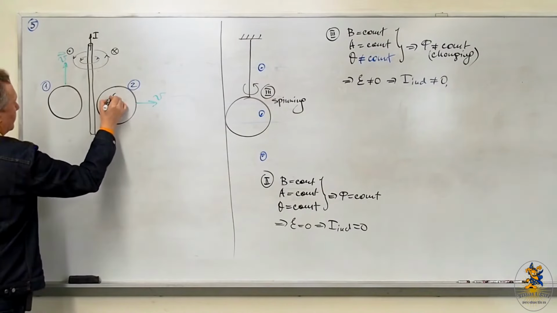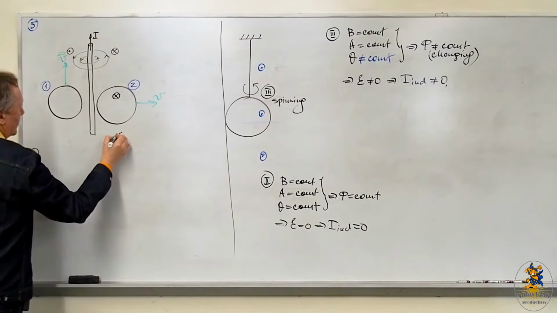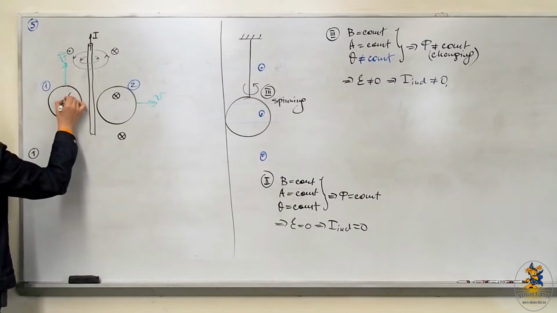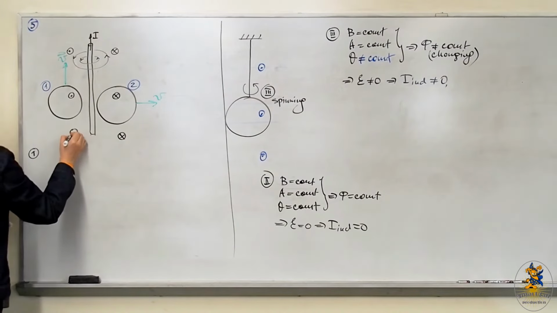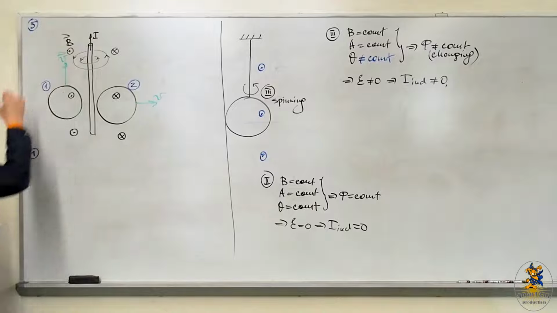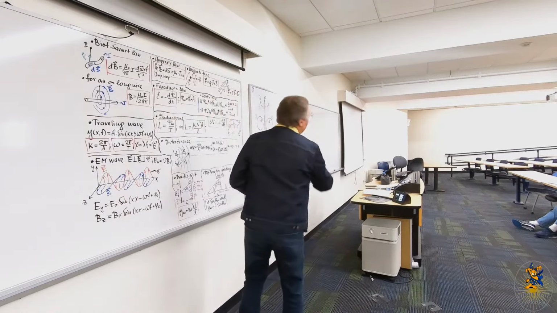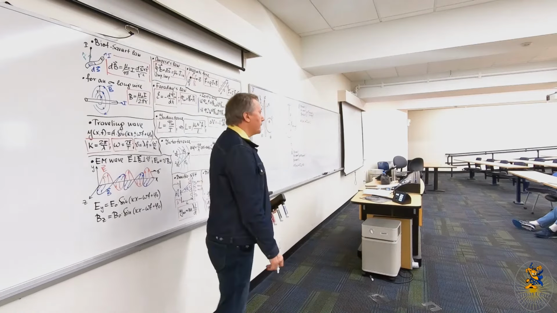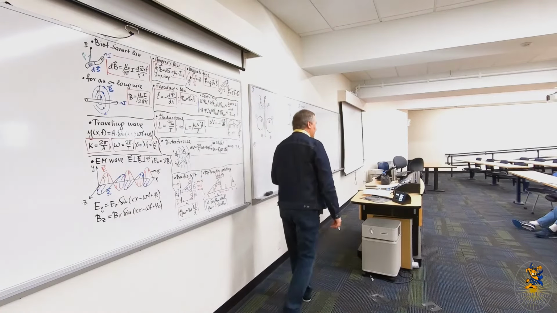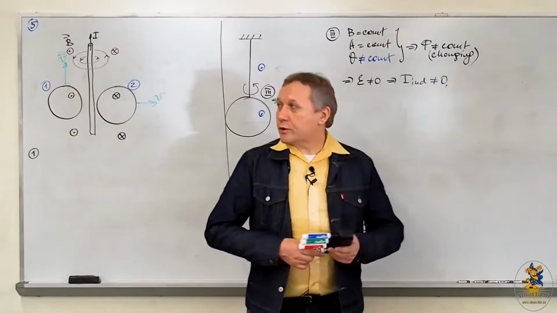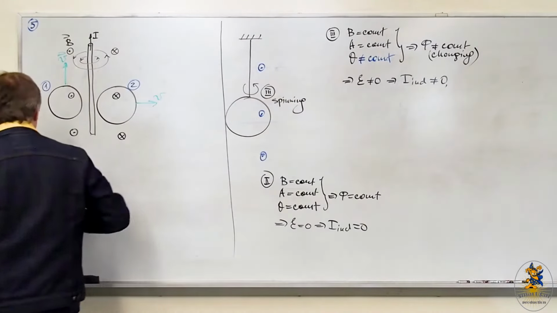And here, cross, dot, dot. So that's B. Am I right? Yeah. Okay, so loop number 1.